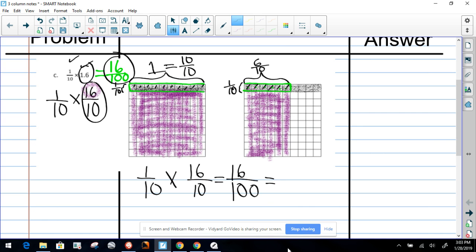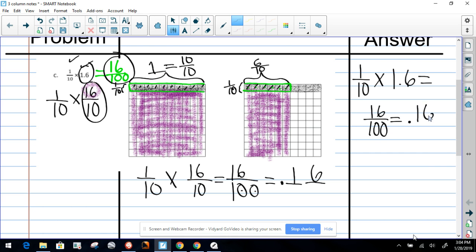Now we're going to write it as a decimal. I keep reminding my students, hundredths has 2 places or 2 zeros, right? And that will be 0.16. Okay, my friends, now we can write the answer. 1/10 times 1 6/10 equals 16/100 as a fraction or 0.16 as a decimal.